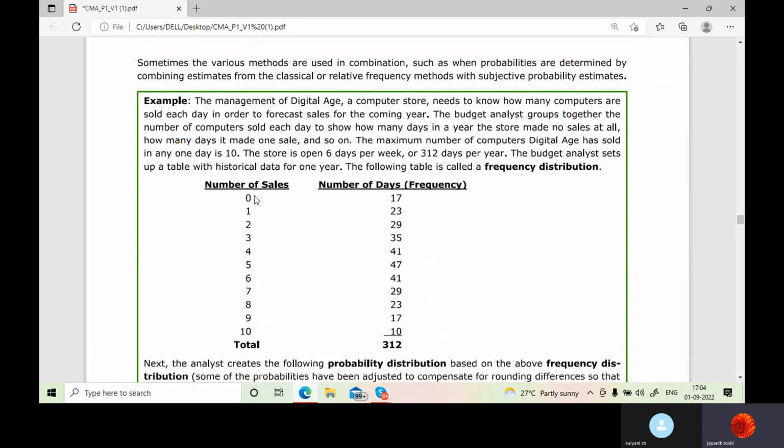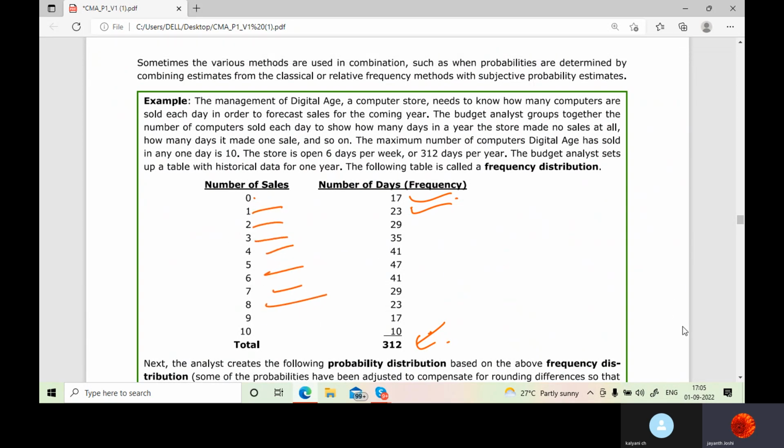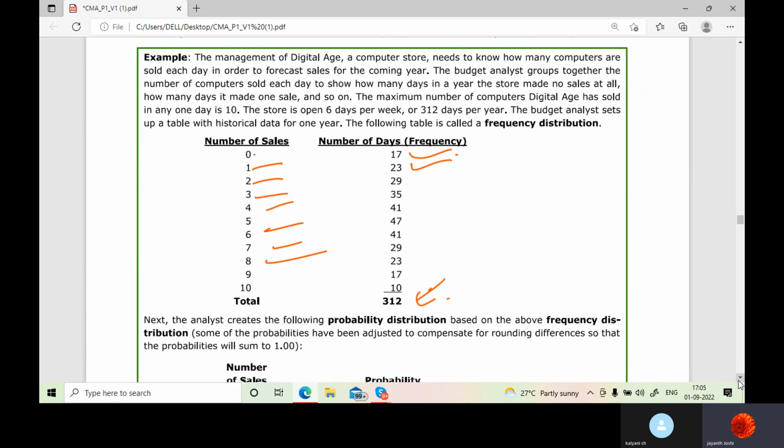Number of sales: 0 sales happened for 17 days. 1 unit you sold in some 23 days, like there are 23 days in a year whereby you have sold 1 unit. 29 days where you have sold 2 units. Like that, the number of sales and the total number of days when the sales have happened accordingly based upon the units. Are you able to understand, madam? Yes, sir.